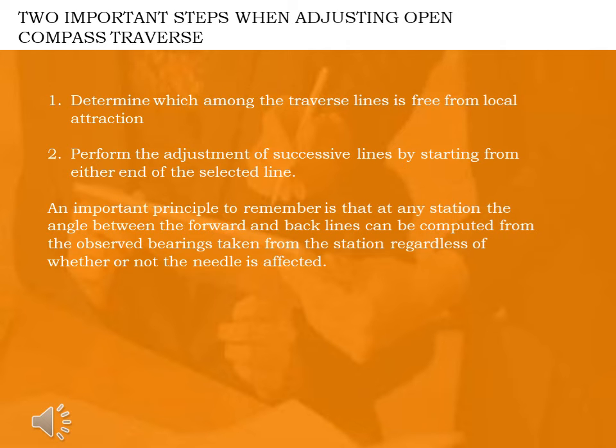Two important steps when adjusting an open compass traverse. First is to determine which among the traverse lines is free from local attraction. Perform the adjustment of successive lines by starting from either end of the selected line. An important principle to remember is that at any station, the angle between the forward and back line can be computed from the observed bearing taken from the station, regardless of whether or not the needle is affected.